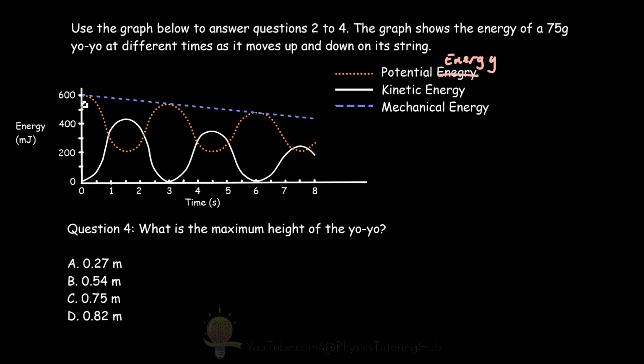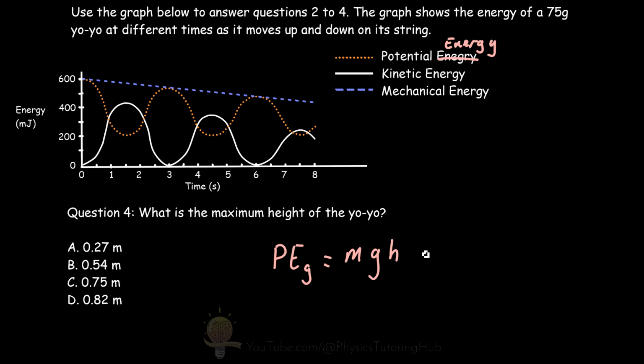So what is the equation for gravitational potential energy? Well, we learned in a previous lesson that gravitational potential energy is equal to the mass of the object times the acceleration due to gravity multiplied by the height the object is above its minimum 0 point, and that could be the ground. All we need to do is rearrange this equation to make h, the height here, the subject of the equation. So let's do that. So the height is equal to the gravitational potential energy divided by the mass of the yo-yo and the acceleration due to gravity.